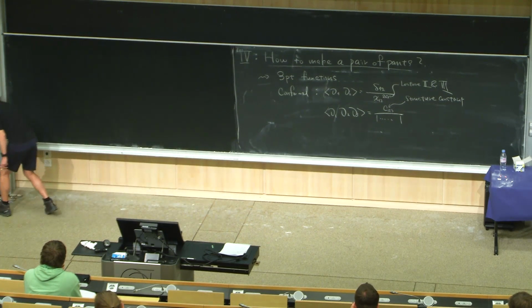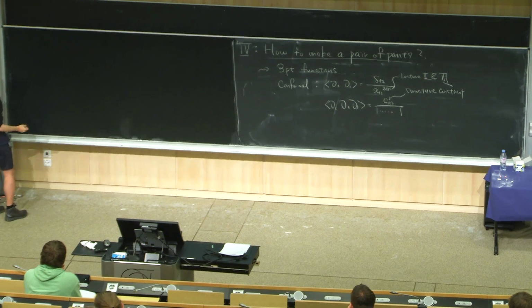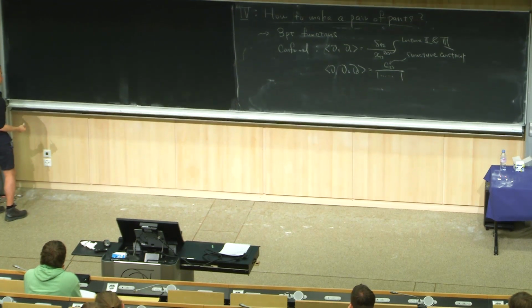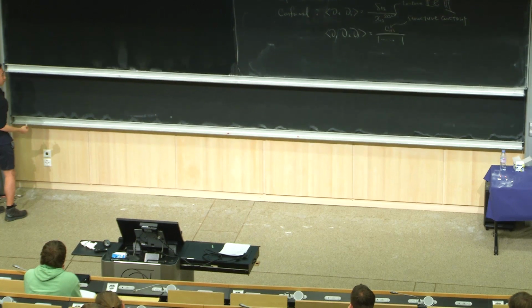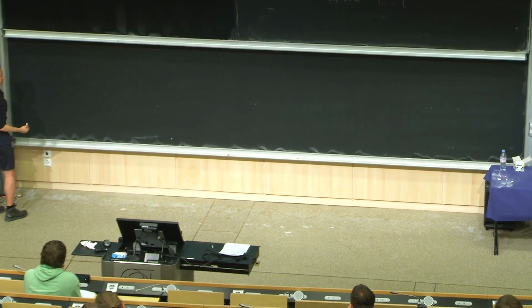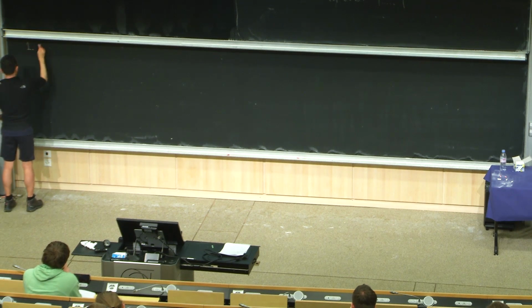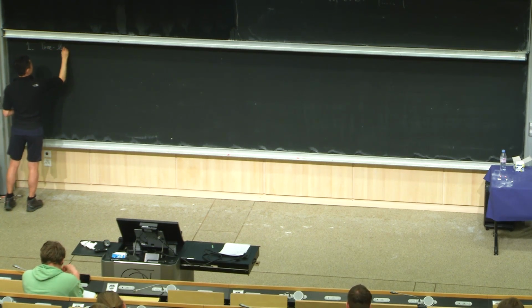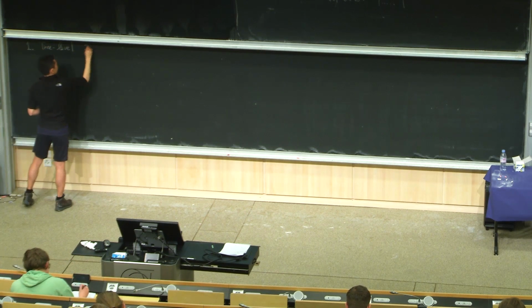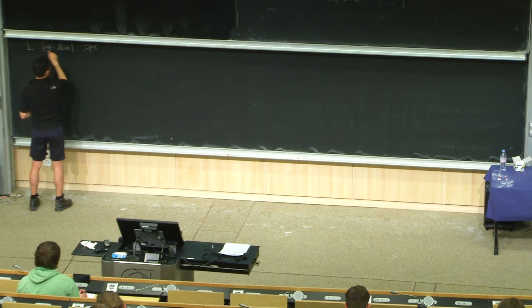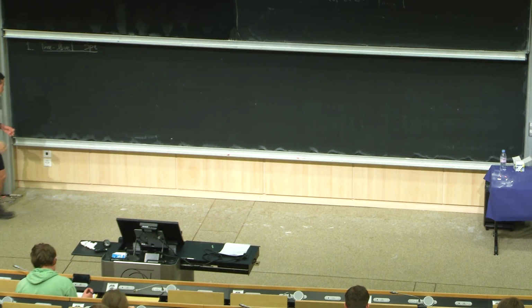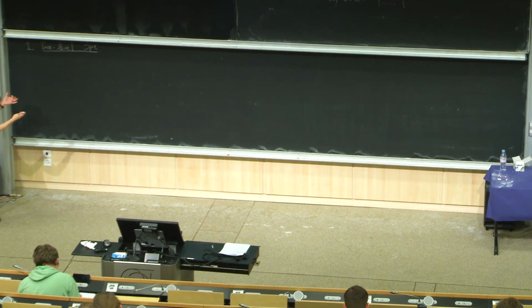Now I can move the board. Okay, so now the three-point function. The starting point is to analyze the tree-level three-point function, and see how the spin chain emerges, or how the spin chain plays a role in the computation.